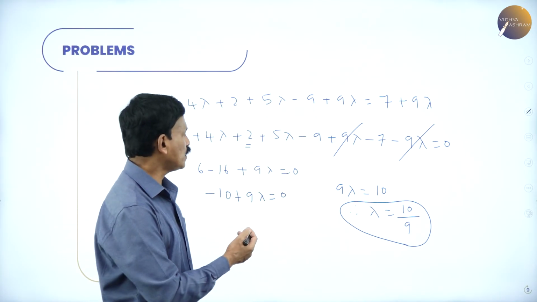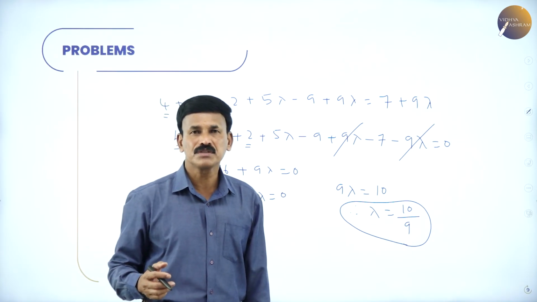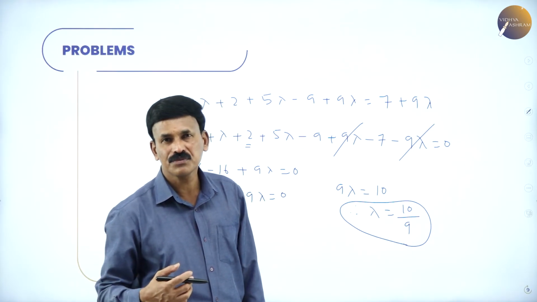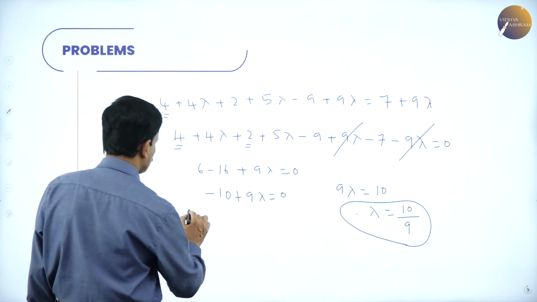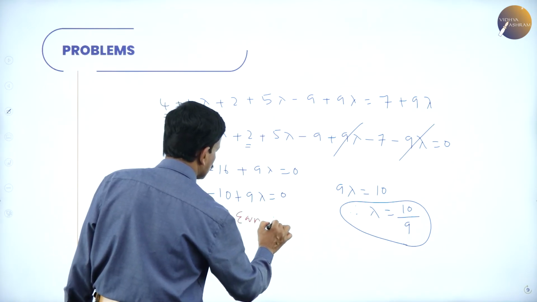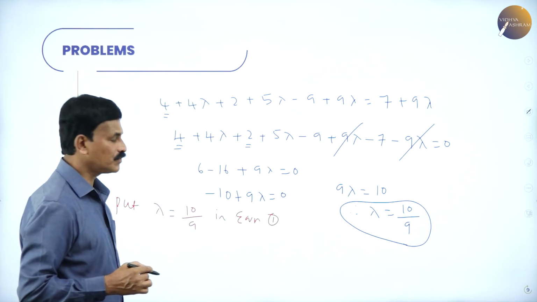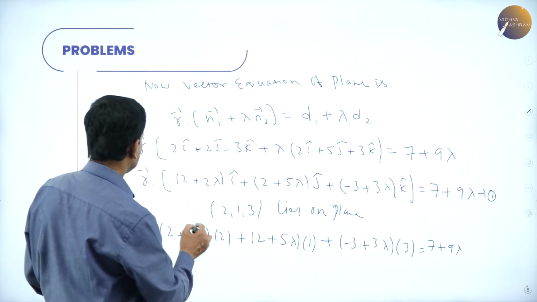Substitute this value of lambda equal to 10 by 9 in equation number 1. You will get the required equation of the plane in the standard form. Now put lambda equal to 10 by 9 in equation 1. What is equation number 1 we have? This is equation number 1.